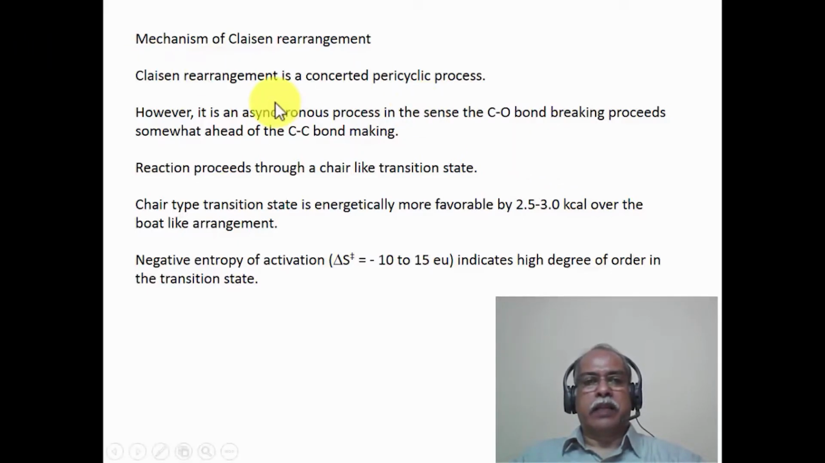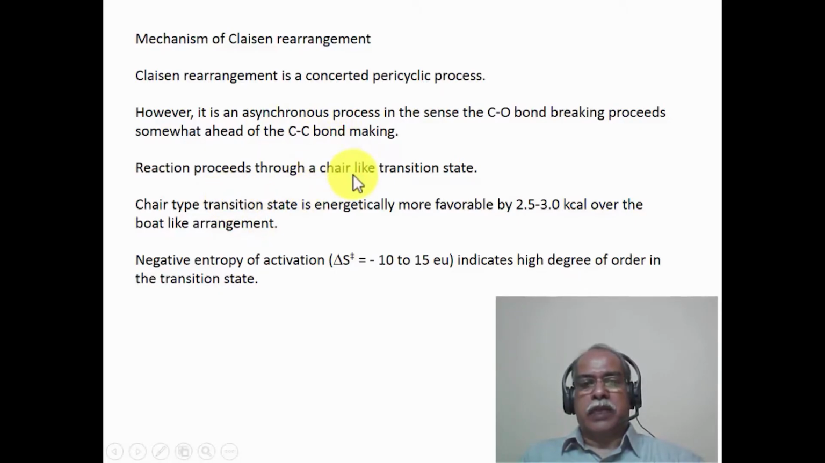The mechanism of Claisen rearrangement is fairly simple. Claisen rearrangement is a concerted pericyclic process. However, it is an asynchronous process, in the sense that the carbon-oxygen bond breaking proceeds somewhat ahead of the carbon-carbon bond making. In other words, this is a simultaneous reaction but not a synchronous reaction. That's what it means. The extent of the CO bond breaking is much larger than the extent to which the CC bond is formed during the course of the rearrangement.